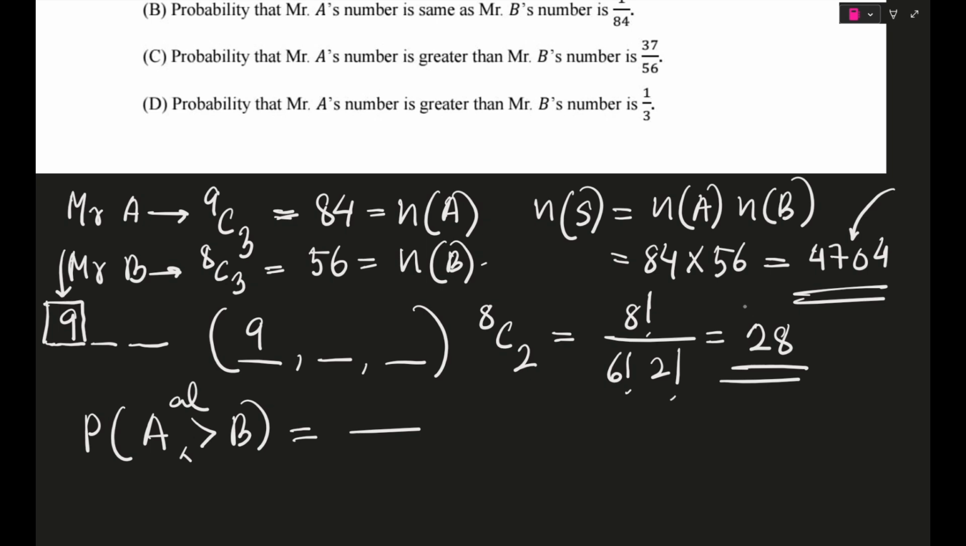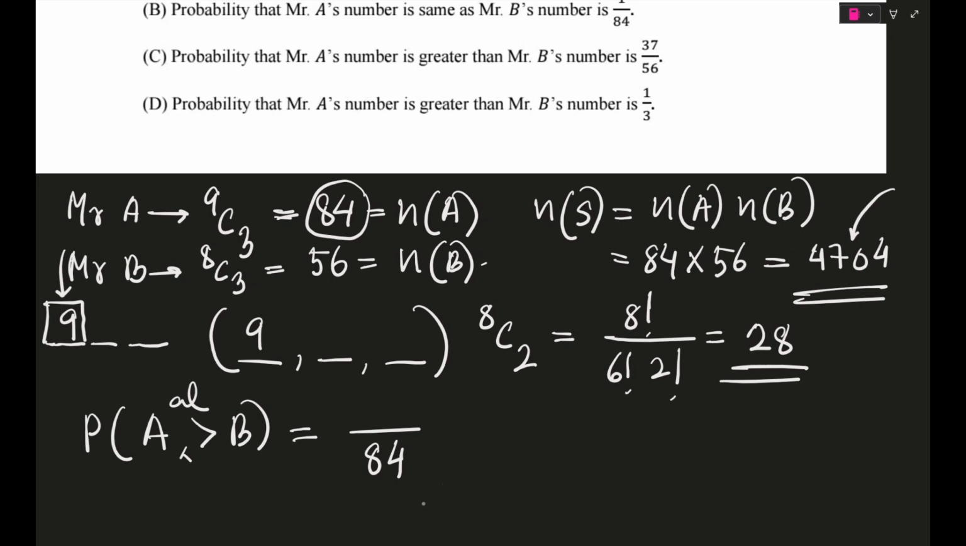A's number is greater than Mr. B's number. So basically here you have to include the sample space only of Mr. A, not of Mr. B. You have to include only the sample space of Mr. A because we are putting Mr. A as condition here. This is not exactly conditional probability. Don't mix this up with conditional probability. It looks very near to it, but it is not exactly conditional probability.